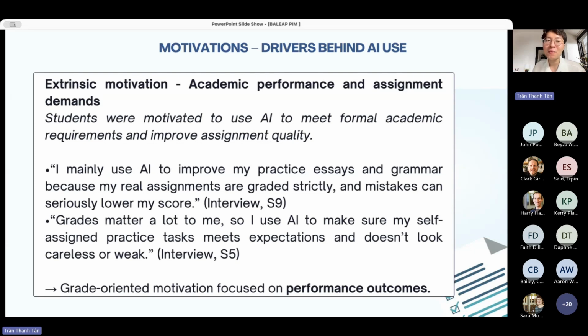And interviewee number 5 shares that "grades matter a lot to me." Yeah, that somehow resonates with interviewee number 9. "So I use AI to make sure my self-assigned practice tasks meet expectations and don't look careless or weak." And at this time, we can see the grade-oriented motivation focused on performance outcomes.